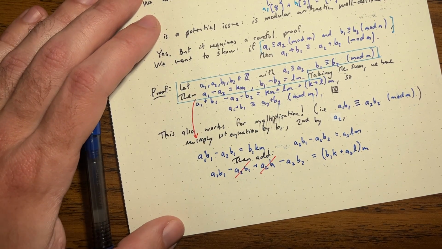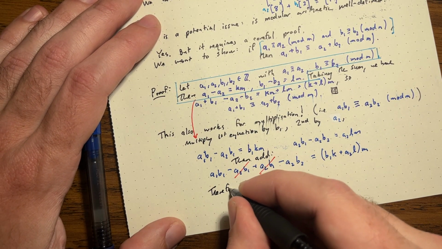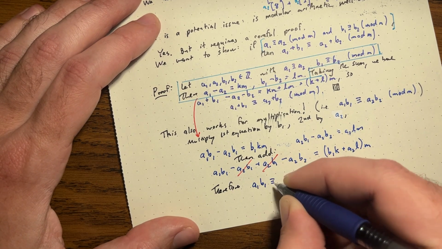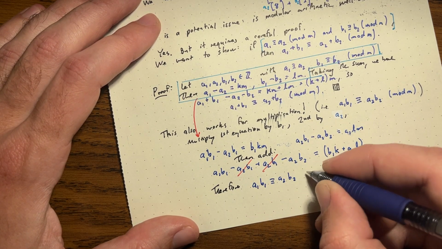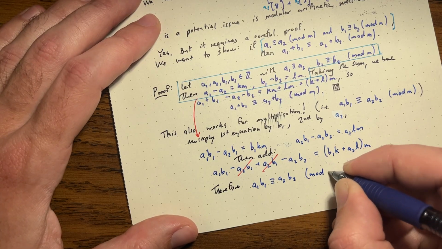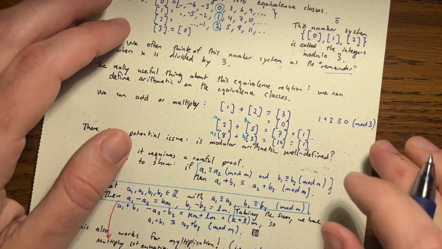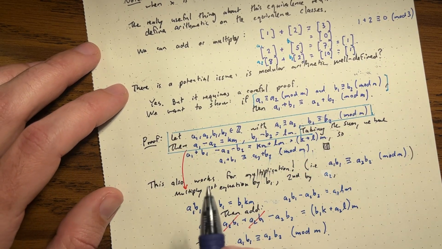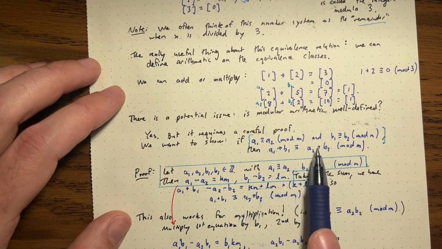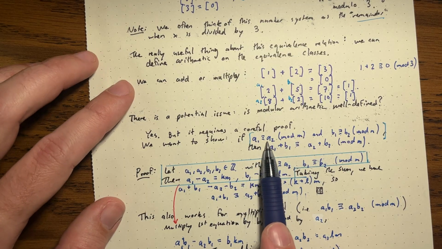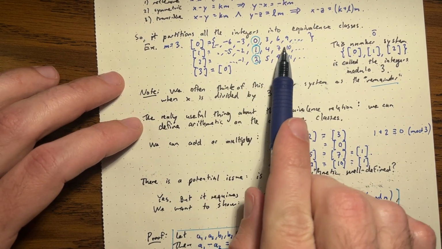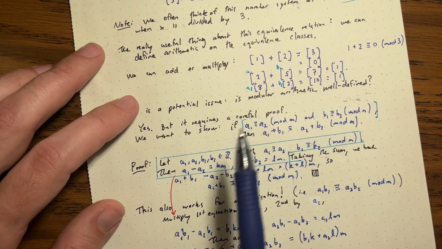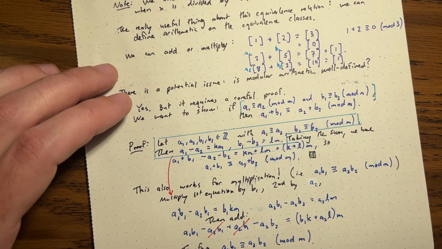Therefore, a1 b1 is congruent to a2 b2. So that shows also the multiplication is well defined. So we can multiply them at any time when we're doing arithmetic like this. We can replace any of the numbers here by a representative of this equivalence class, by a different representative, and we'll always get the same answer, at least up to the equivalence class.